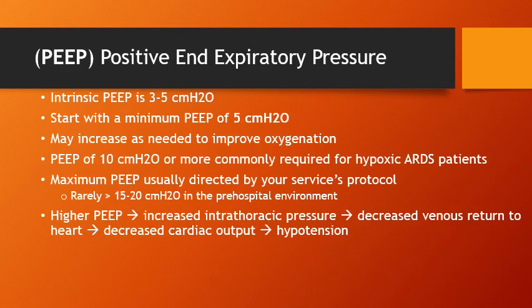Now our next setting to consider is PEEP, or positive end expiratory pressure. You might remember that intrinsic PEEP, so what you and I are experiencing right now, is between 3 and 5 centimeters of water. So we are always on our ventilator going to start with a minimum PEEP of 5 centimeters of water. So every single patient, every time, you're going to start with a minimum PEEP of 5 centimeters of water. Now, we may have to increase this as needed to improve oxygenation. Remember, PEEP is one of our 2 settings that we can change to improve oxygenation.